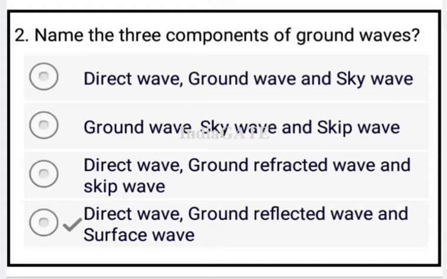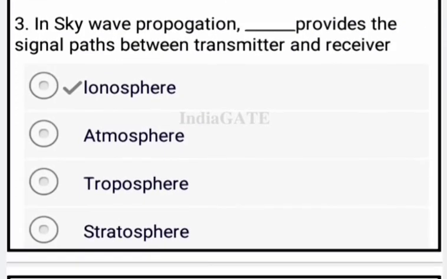Name the three components of the ground waves. The three components of the ground waves are direct wave, ground reflected wave and surface wave. So option D is your correct answer. Now come to the next question.